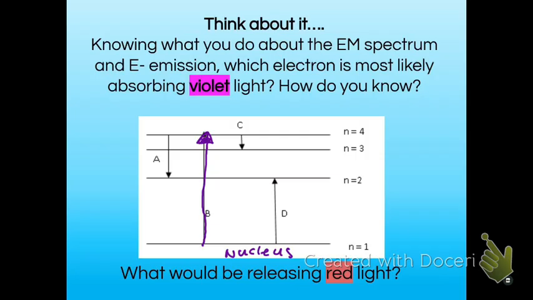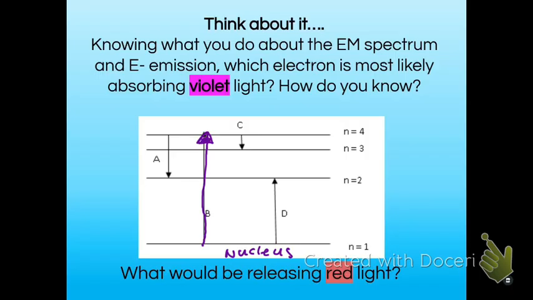Violet light has the highest amount of energy, right? When we looked at the spectrum yesterday, violet has the highest amount of energy. So which arrow is going up the most? B. So that's why it would be B. It's absorbing the most energy, so it's moving the furthest, and it's going up in energy level, so we know that energy is being absorbed. If that's the case, then which one of these would be releasing red light?